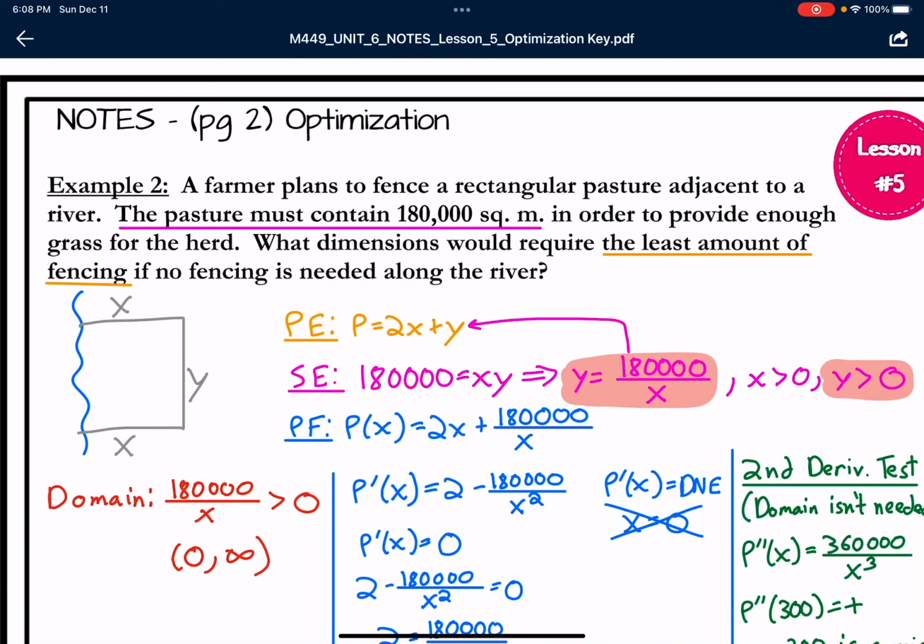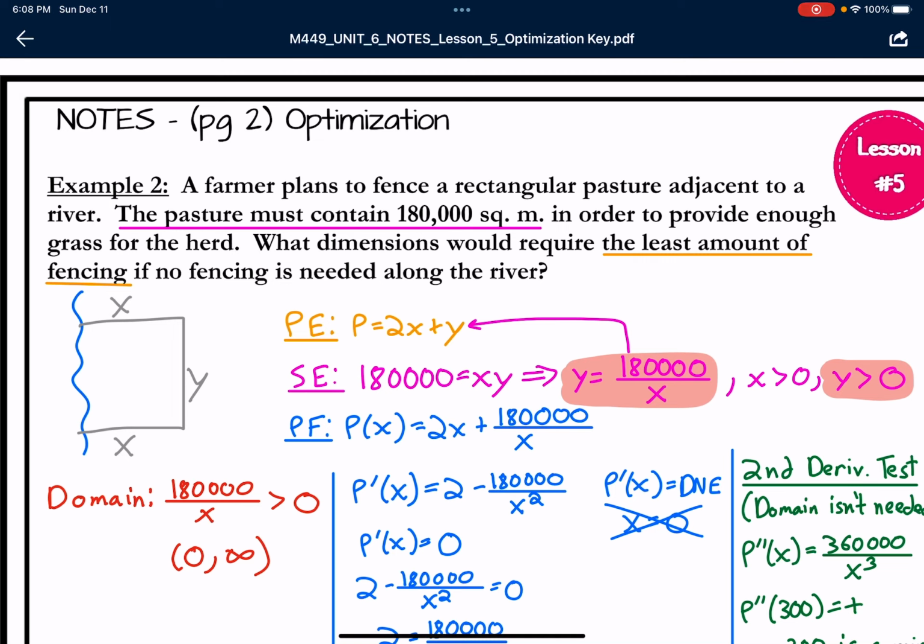Hi everyone. Let's take a look at example 2 in our optimization notes. Example 2 says a farmer plans to fence a rectangular pasture adjacent to a river. The pasture must contain 180,000 square meters in order to provide enough grass for the herd. What dimensions would require the least amount of fencing if no fencing is needed along the river?